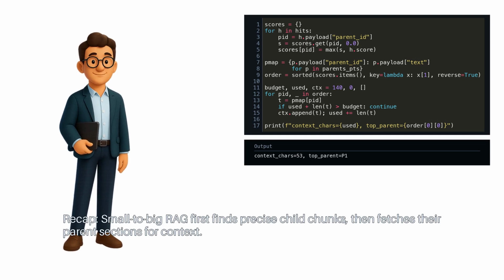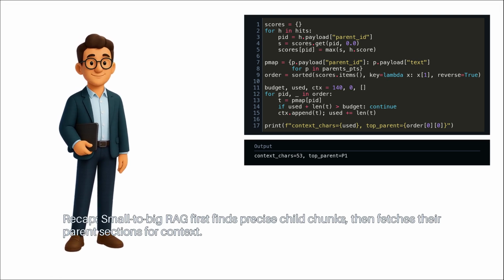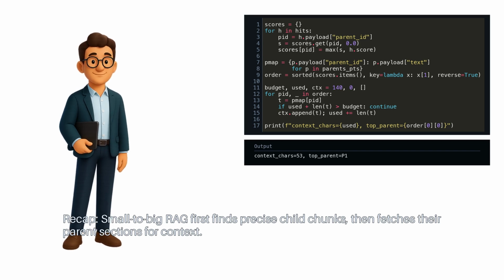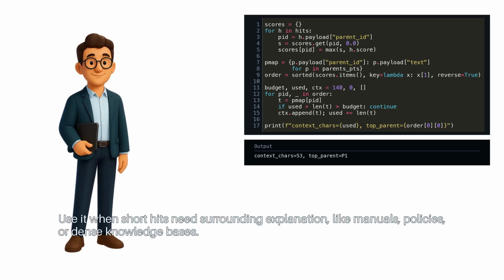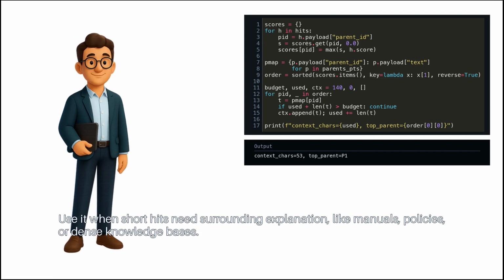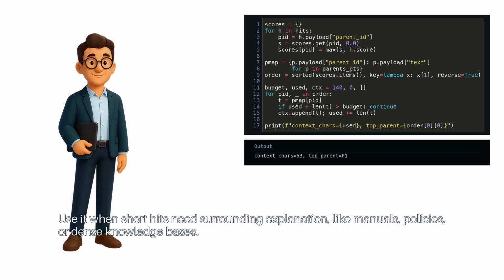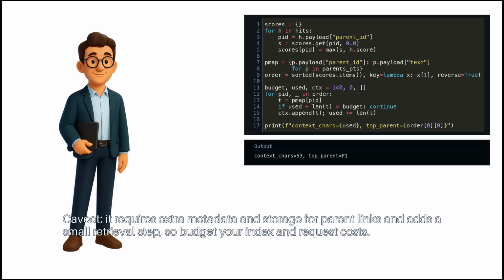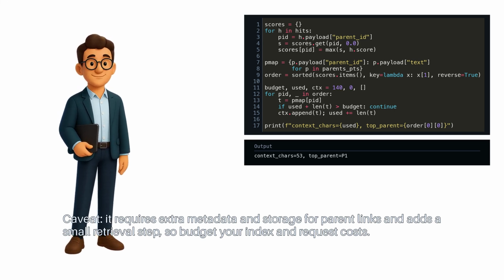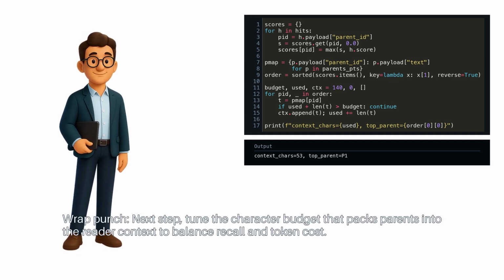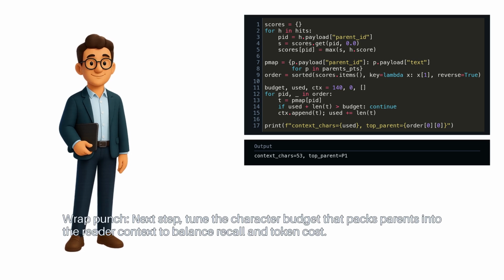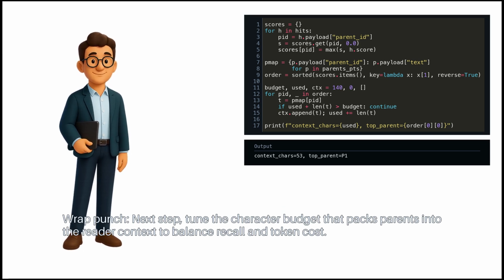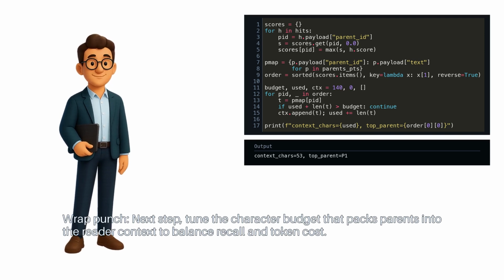Recap. Small to big RAG first finds precise child chunks, then fetches their parent sections for context. Use it when short hits need surrounding explanation, like manuals, policies, or dense knowledge bases. Caveat. It requires extra metadata and storage for parent links, and adds a small retrieval step, so budget your index and request costs. Next step, tune the character budget that packs parents into the reader context to balance recall and token costs.